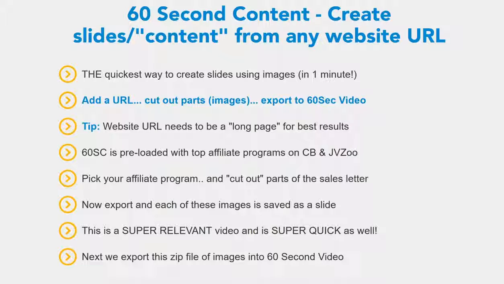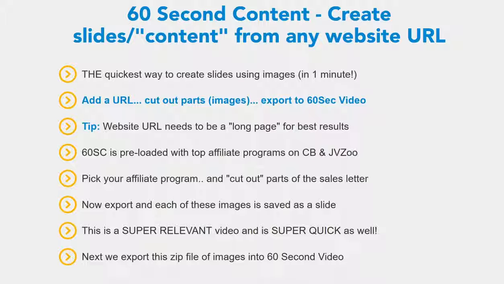Chris here, and in this video I'm going to talk to you about the 60-second content tool, which allows you to create slides, i.e. content, from any website URL. So it's basically the fastest way to create slides, i.e. images, in under a minute that you can then import into the 60-second video tool to create a very quick video that's really extremely relevant to the product that you're promoting, and very easy and very quick as well. So it's quite an ingenious and simple method.